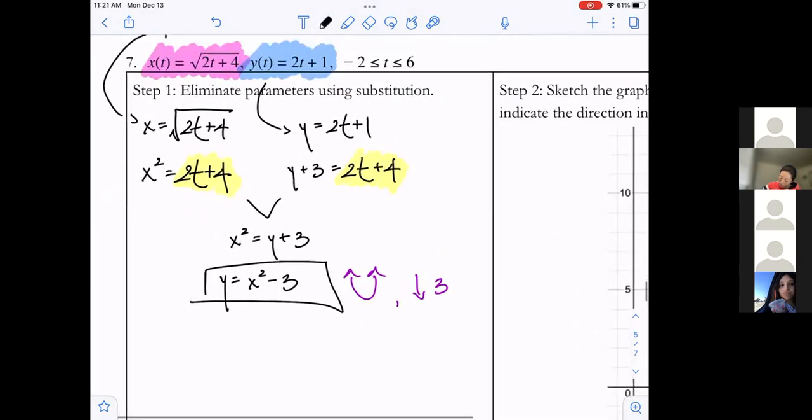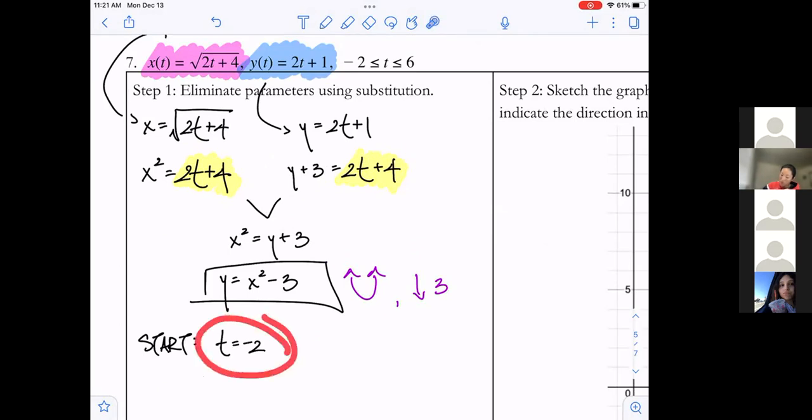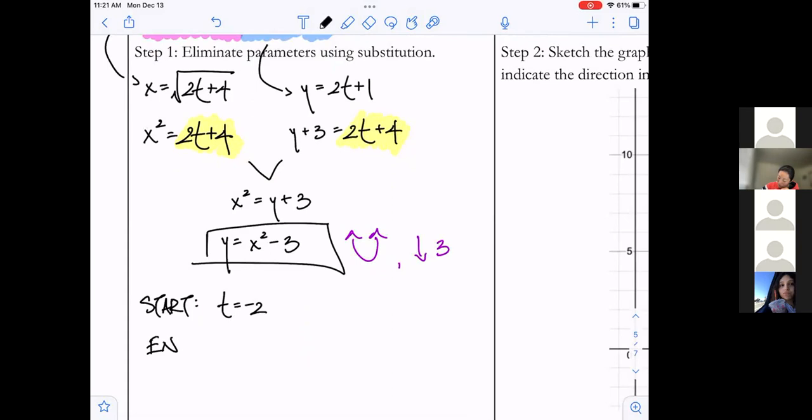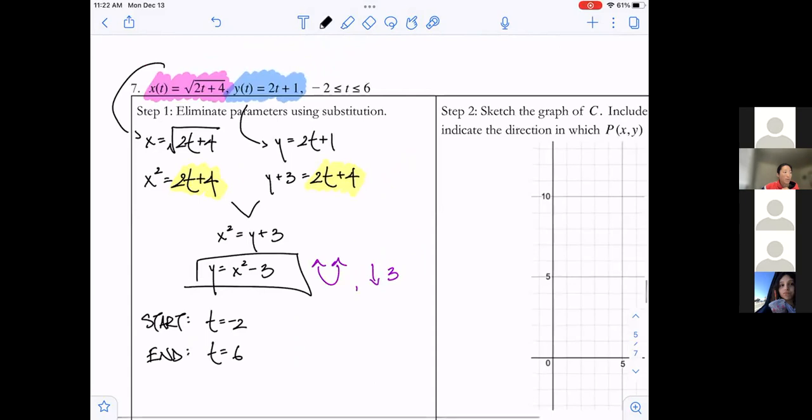So to find the start, you would take T equals -2, and you could plug that into your pink and blue equations. And to find the end, you could plug in T equals 6 into your pink and blue equations, and that'll tell you where to start and where to stop. All of the points in between, you could graph using y equals x squared minus 3.